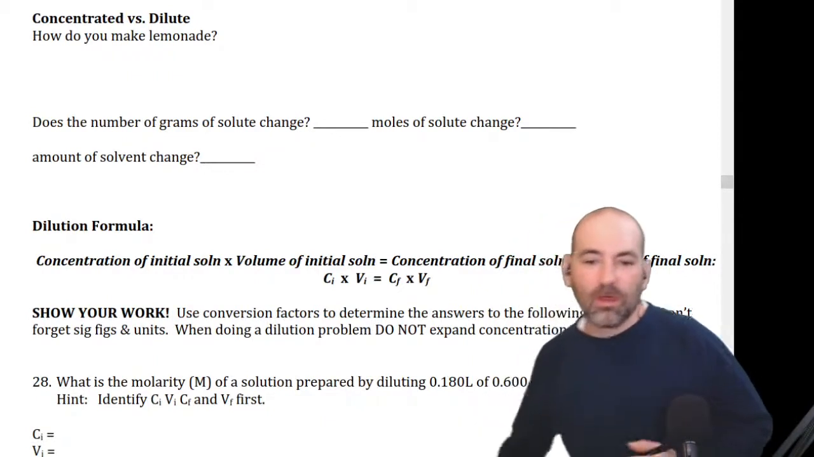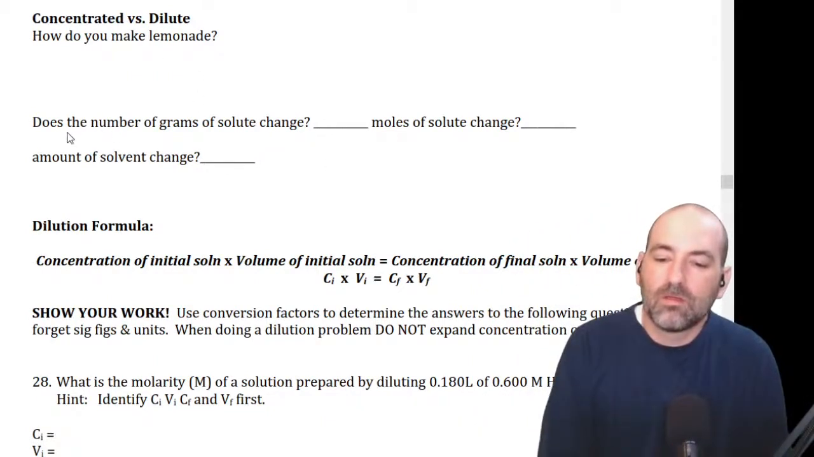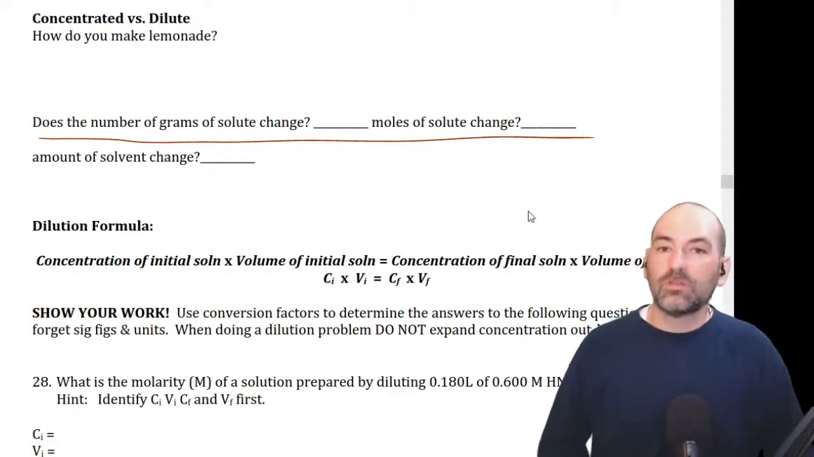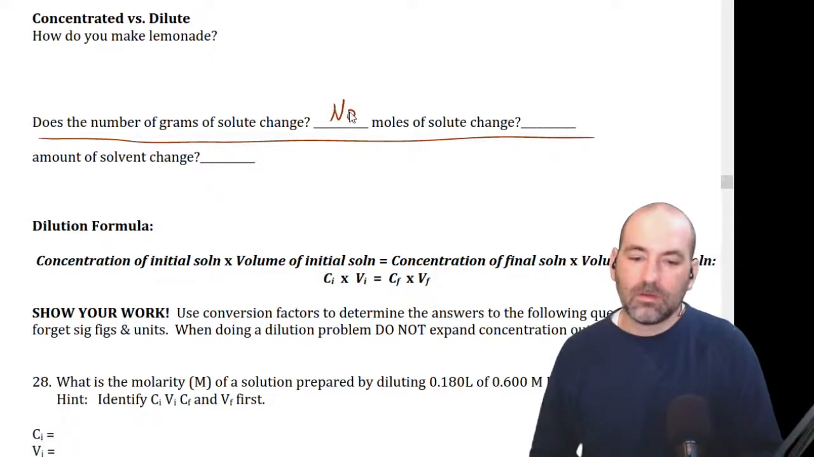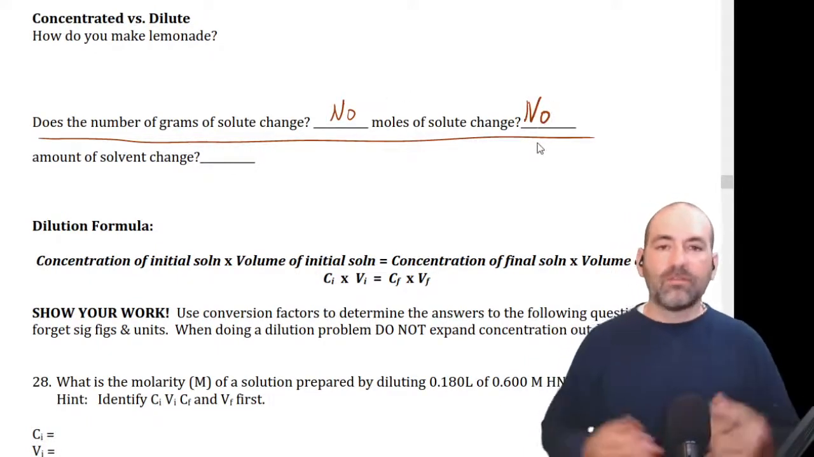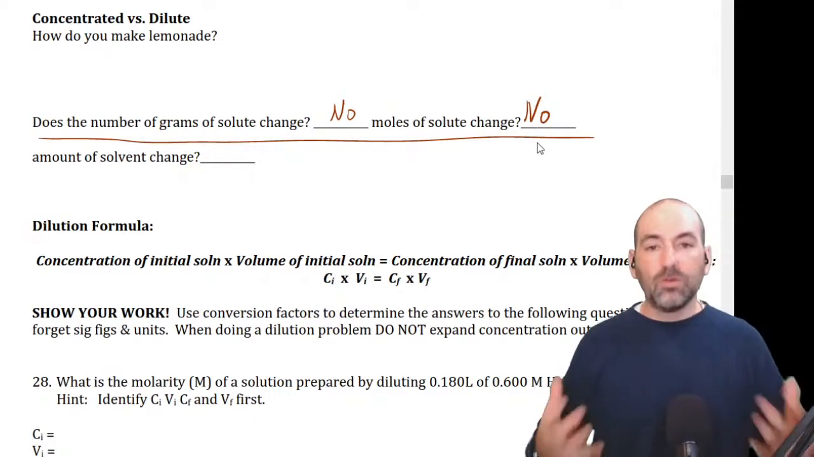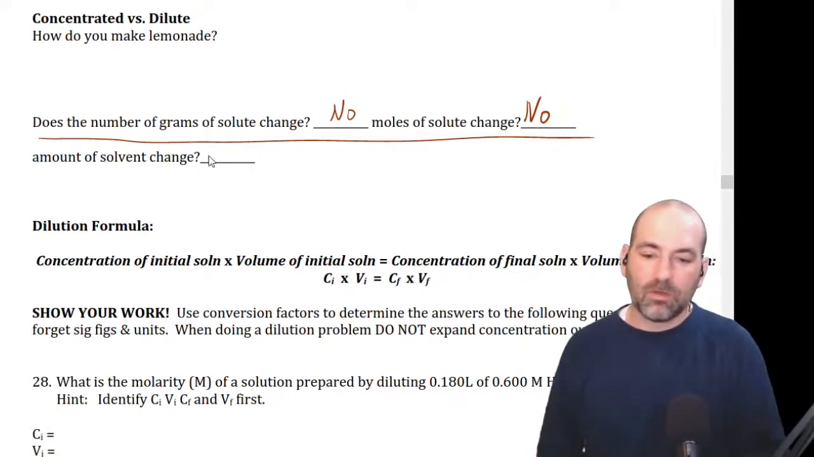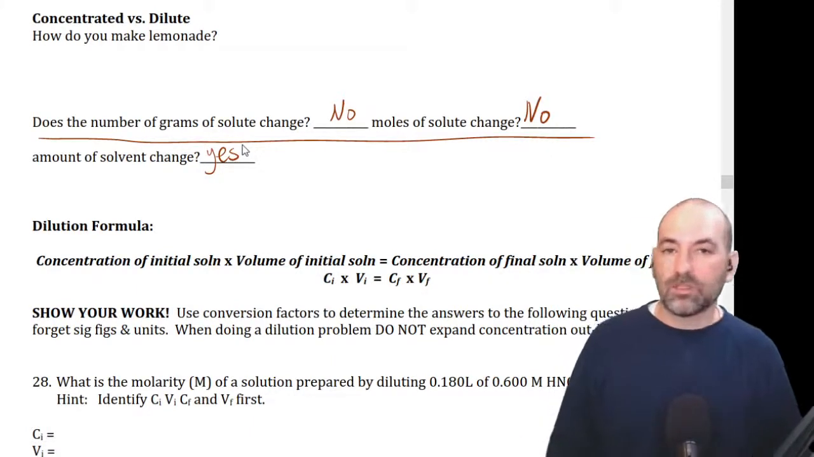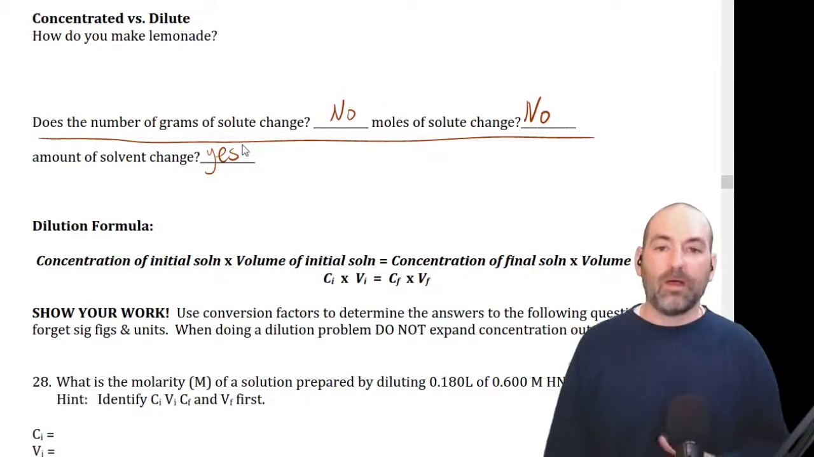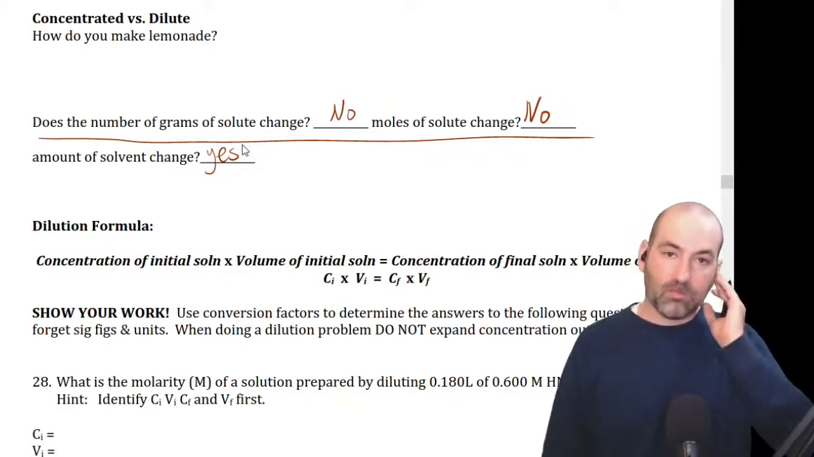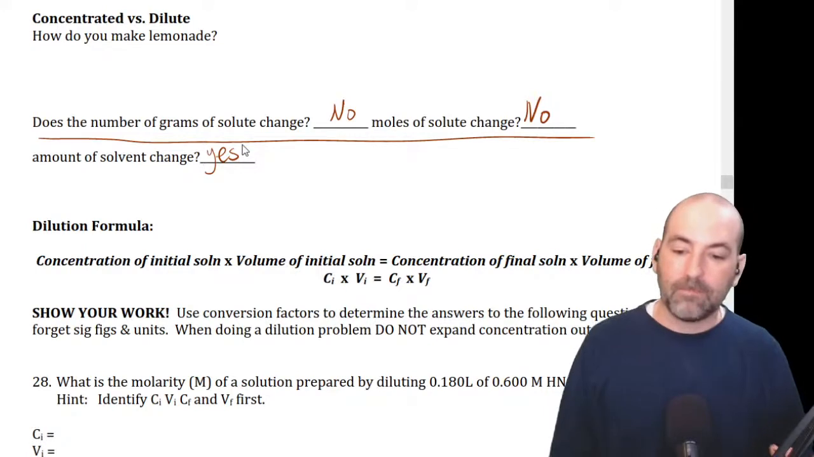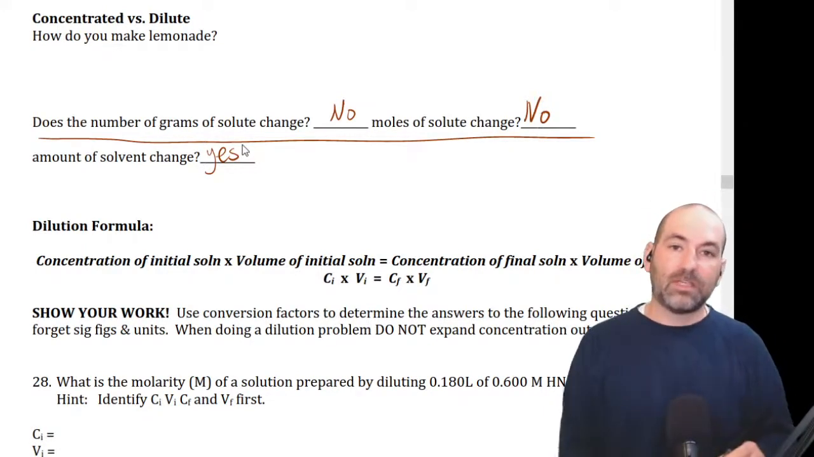So this is really the key thing here. Does the amount of solute change when you dilute something? It does not. So when you have a solution of whatever concentration, when you dilute it, when you lower the concentration of that solution, what you're doing is you're adding water. So you're adding water or solvent in general, but you're not changing the amount of solute. You're not changing the grams of solute. You're not changing the moles of solute. You're only changing the volume of water or other solvent that's being added.